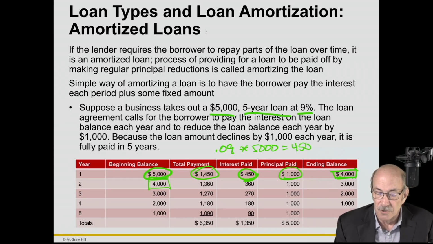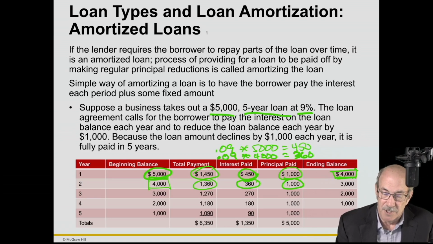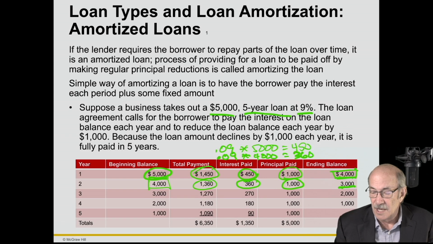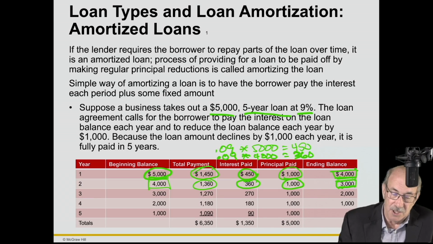We're going to owe $360 on that. That would be 0.09 times 4,000, which is $360. We're still going to pay back $1,000 again, so our total payment is $1,360. And at the end of that year, we only owe $3,000. And we keep doing that until the very last year, when we have a balance of only $1,000.